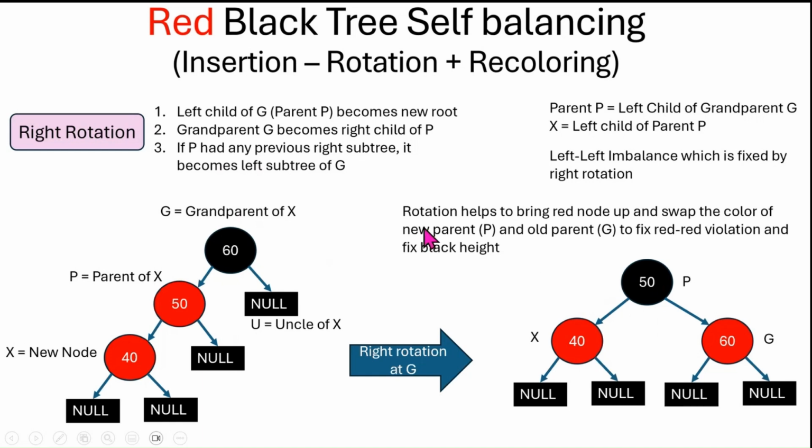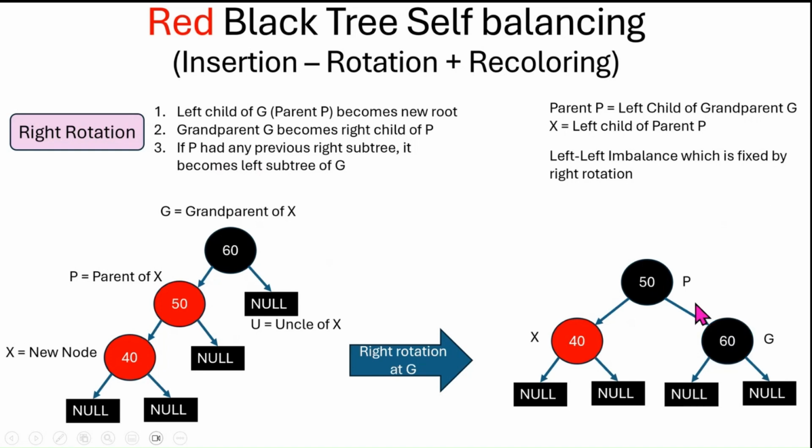So the rotation actually helps the red node to come up, and the swapping of the color between new parent and old parent fixes the red violation, which was this, and also the black height of the tree. Because previously, if you see here, if you don't do this, then what are the paths coming from above? The black height is one on this path, and one more on this path, and it is not here because there is no black node here.